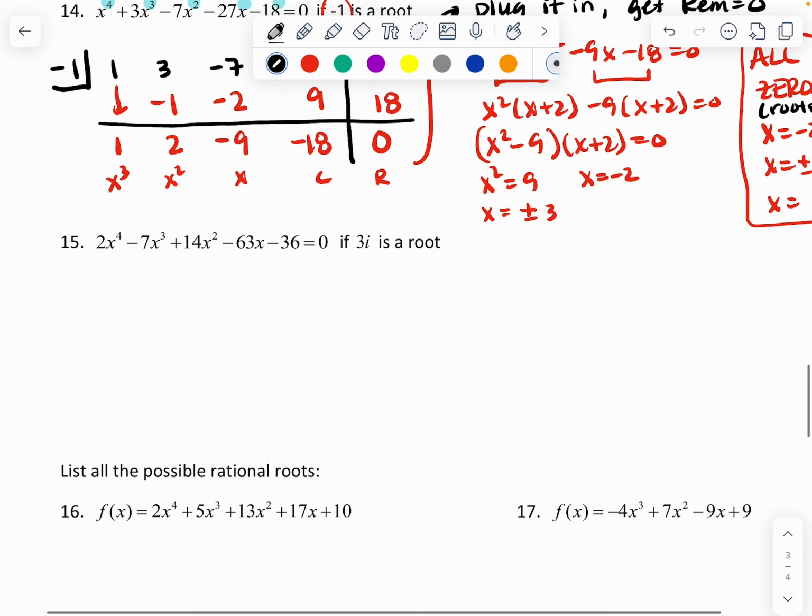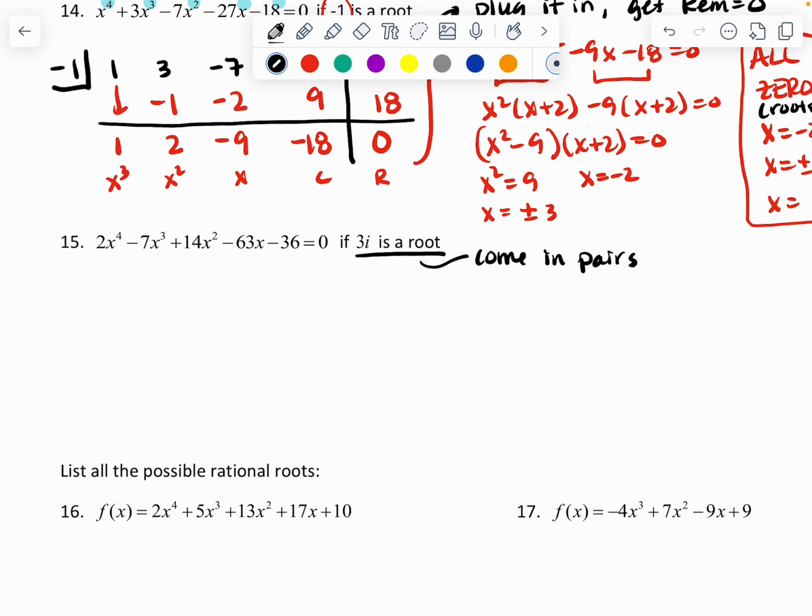All right, let's try number 15. So this time they told us 3i is a root, which means, remember, these guys come in pairs. So that means that -3i is a root also. All right, and that means if they're telling me it's a root or a 0, when you plug it in synthetically, you should get that the remainder is 0. So let's see if that works. So let's plug in 3i. Let's make sure it works. 4, 3, 2, 1, 0. So we're good to go.